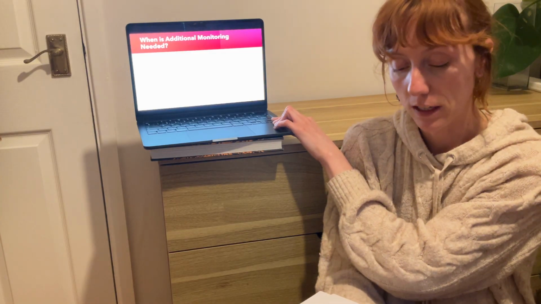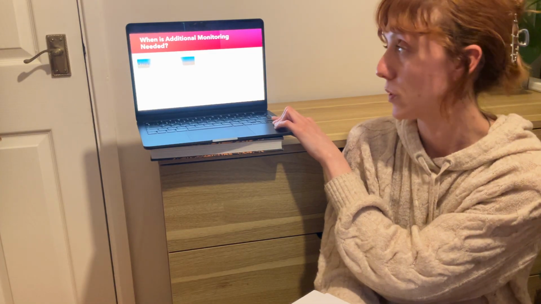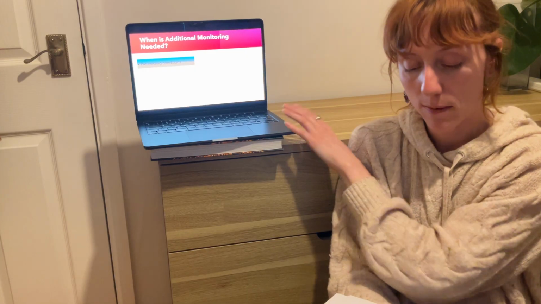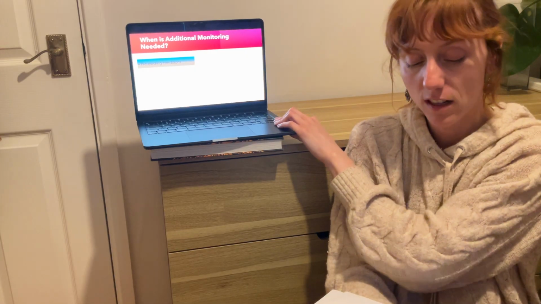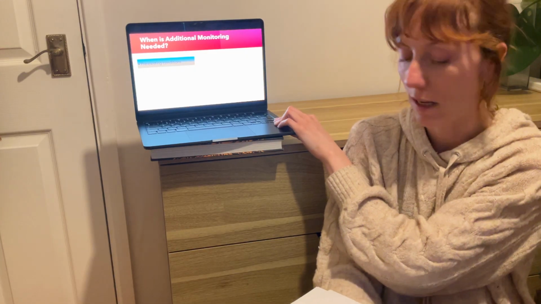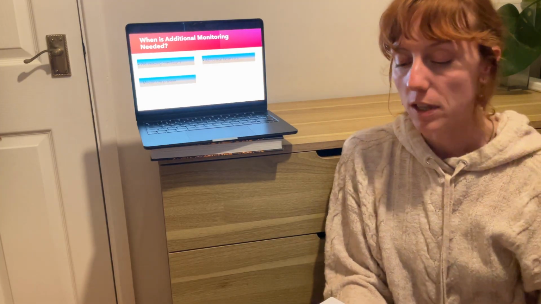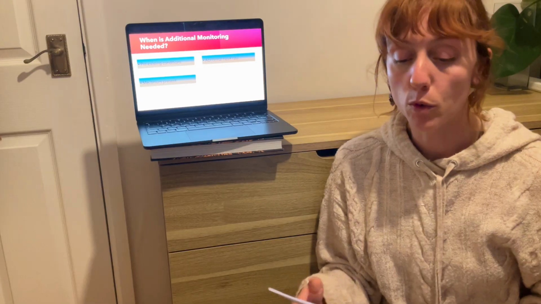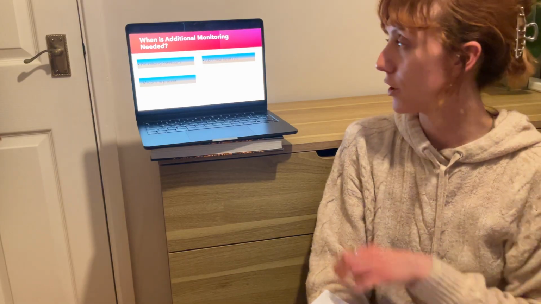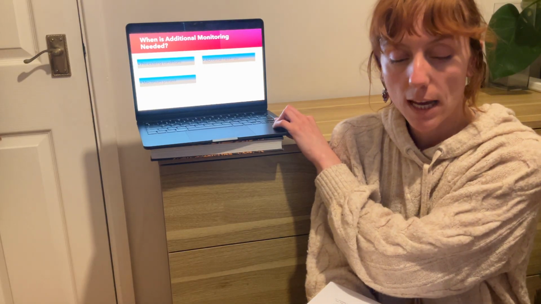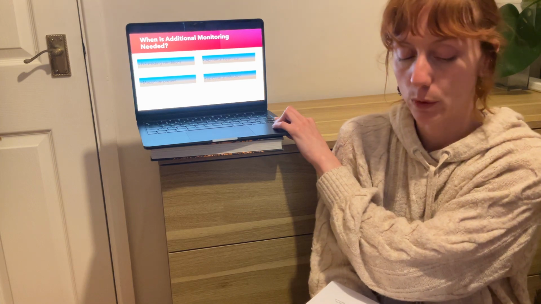Monitoring changes depending on the stage of labour and how the baby is responding. In the first stage, the baby's heart rate is usually checked regularly, typically every 15 minutes, to ensure baby is coping. In the second stage, when the baby is being delivered, monitoring becomes more frequent and is often carried out after each contraction, as this is when the baby is under the most physical stress.